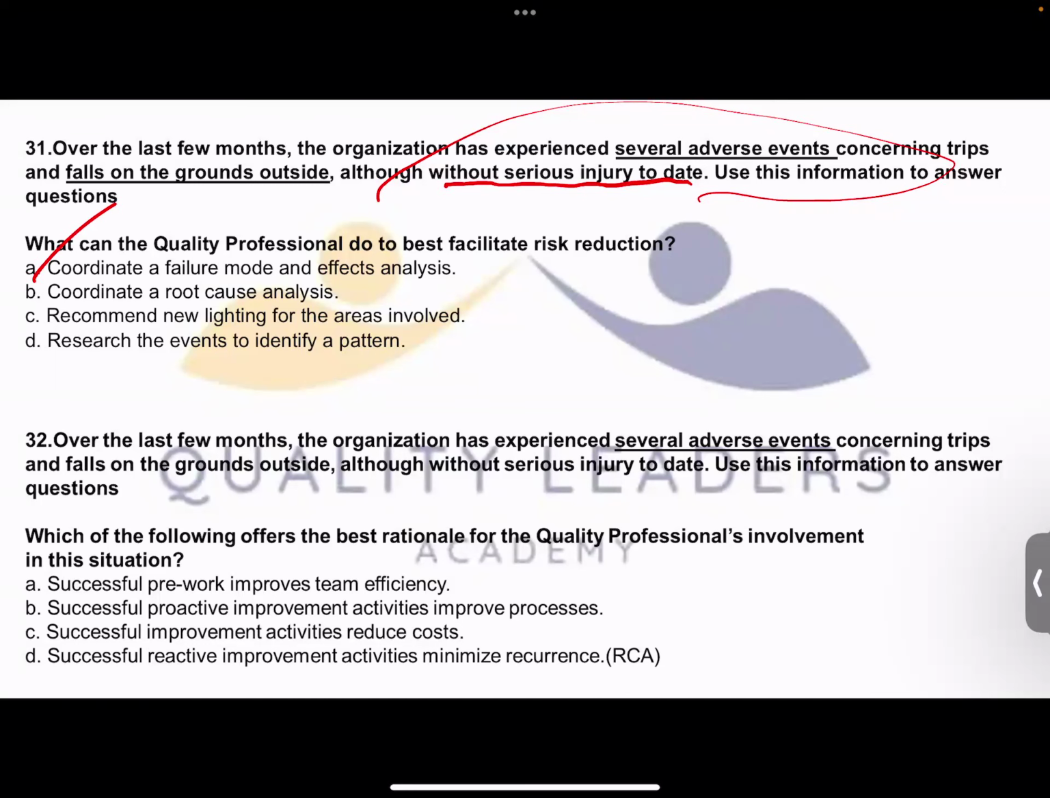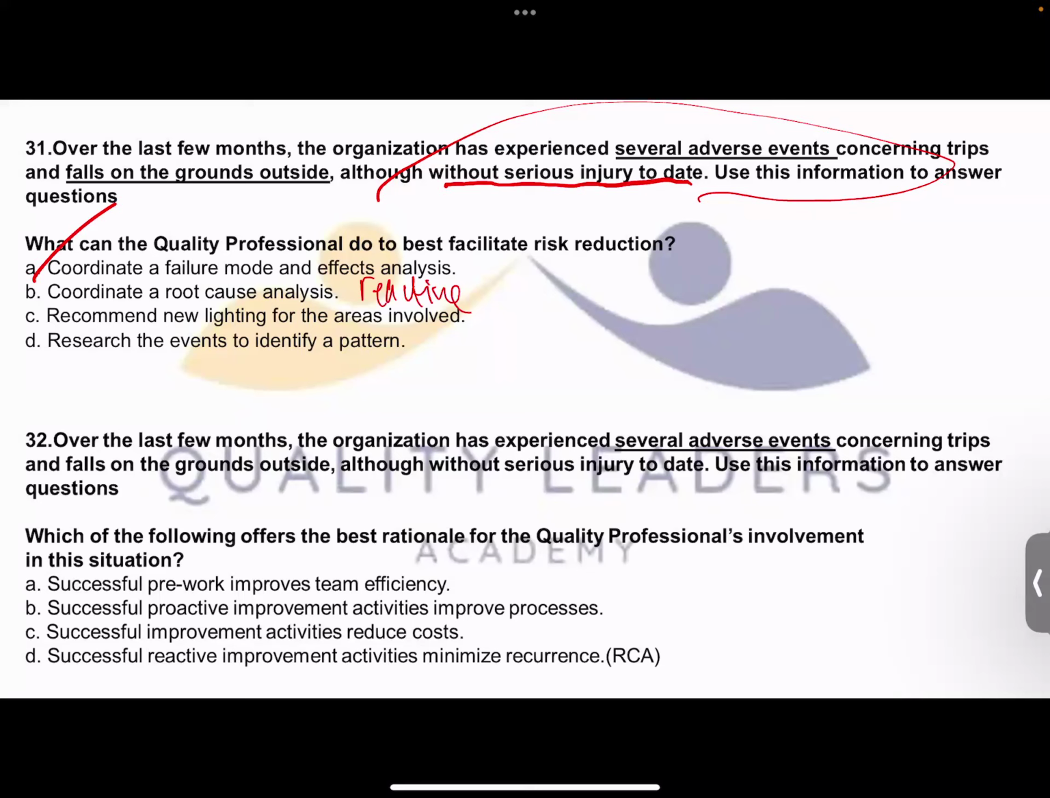Why not letter B? That's my question. Why not letter B? Because this patient has had several events, but not serious injury. This is incorrect. RCA is reactive. We know this one. It is reactive.